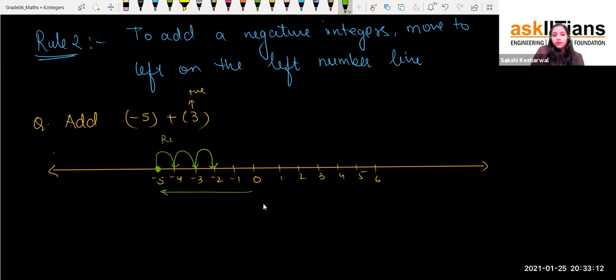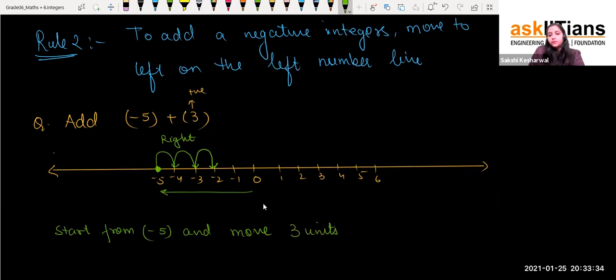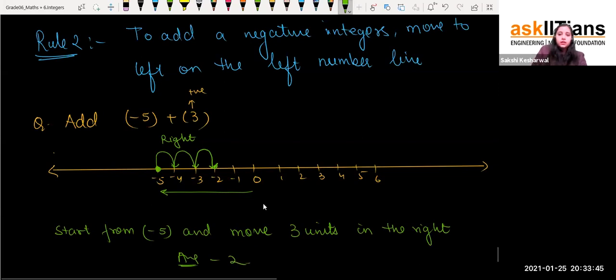So you are going which way, beta? Right. So you will start from negative 5 and move 3 units in the right. So you have reached the position of what, beta? Negative 2. So your answer is negative 2, right? I'll give you one more question on this. Let's do at least 2 questions and you will be good to go, right?